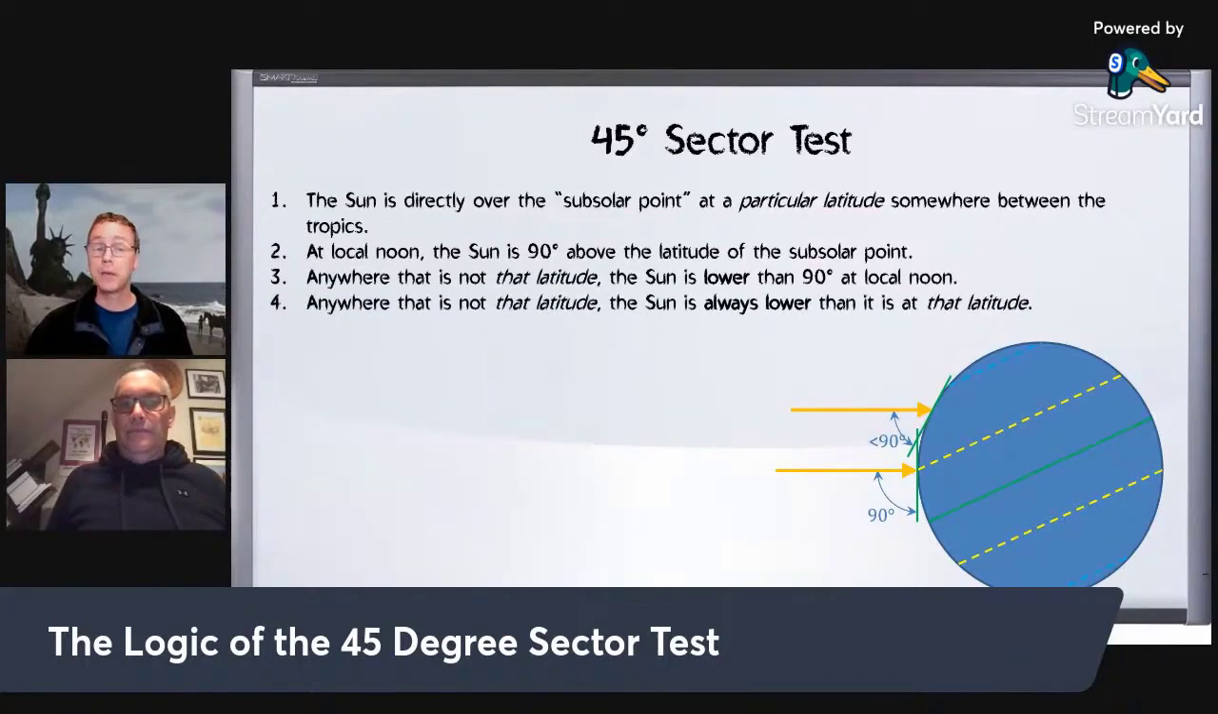Then I make the statement: anywhere that is not the latitude of the subsolar point, anywhere other than this yellow dotted line, the sun is always lower than where the sun is at that latitude, because this is the highest the sun can get. 90 degrees is straight up. You can't get any higher. So if you're lower than that at noon, then you're going to be lower all day long. You're doing great so far.